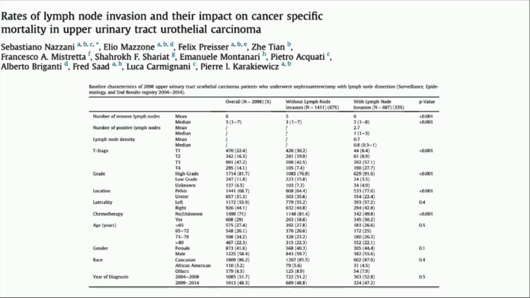This was another retrospective study that aimed to determine the rates of lymph node involvement in patients with upper tract urothelial carcinoma. They used the SEER database in patients with non-metastatic upper tract urothelial carcinoma who underwent radical nephroureterectomy as well as lymph node dissection. They included over 2,000 patients, which is one of the largest studies to date looking at patterns of lymph node metastasis in patients with upper tract urothelial carcinoma.